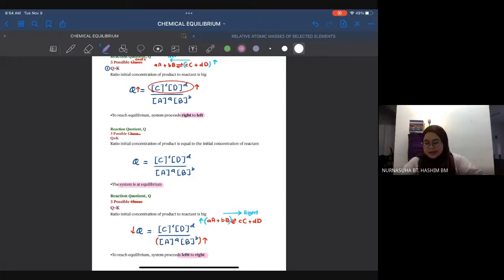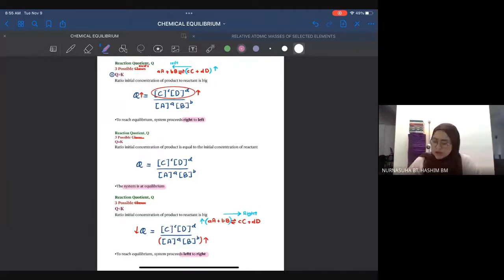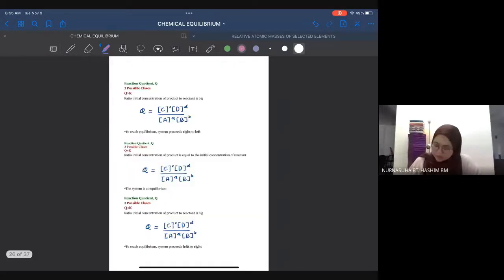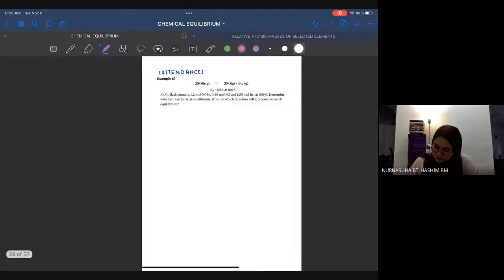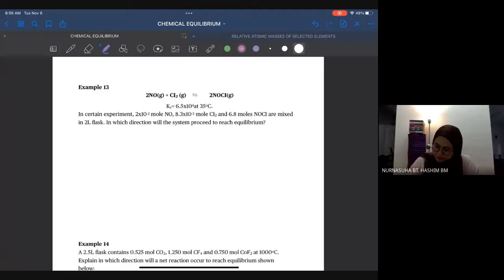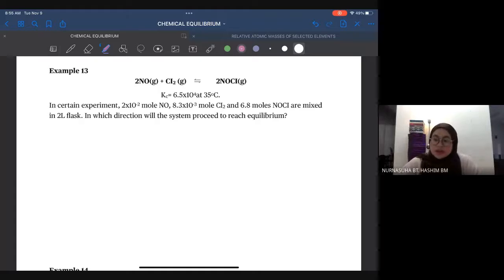Dalam soalan nanti, don't worry. Kalau dia nak suruh compare the value, dia akan bagi salah satu value. Okay, sama ada dia bagi Q ataupun dia bagi nilai K. Okay, kita tengok example 13.